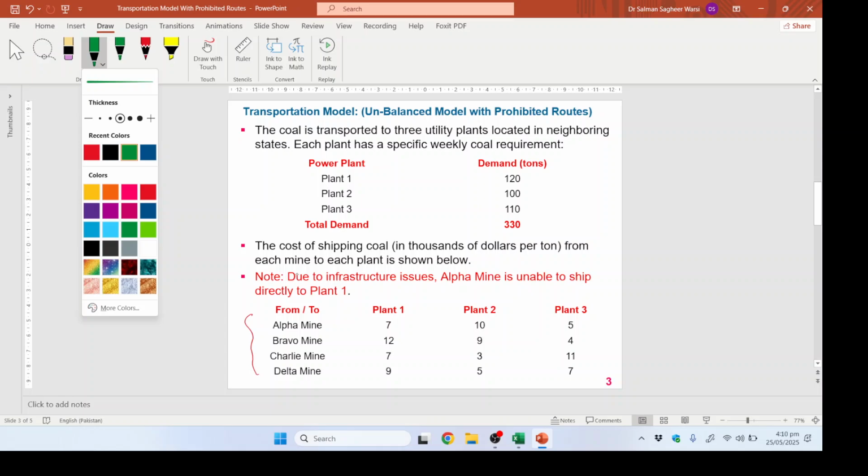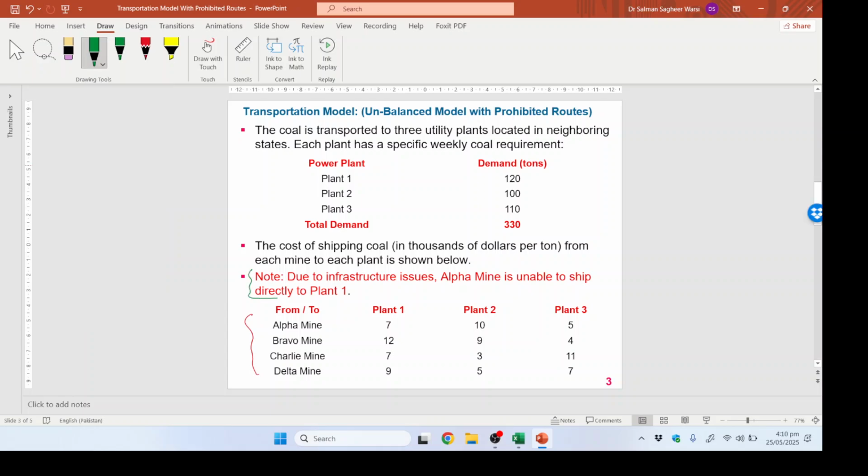A very important condition which is mentioned here is that due to some infrastructure issues, Alpha mine is not able to ship to plant 1. So that means although the value of 7, which is in thousands of dollars per ton, is given for Alpha mine to plant 1, this route is not permissible.